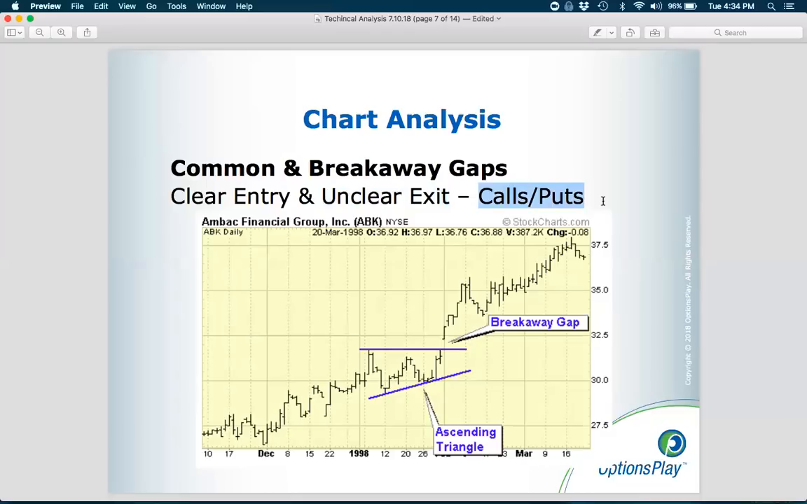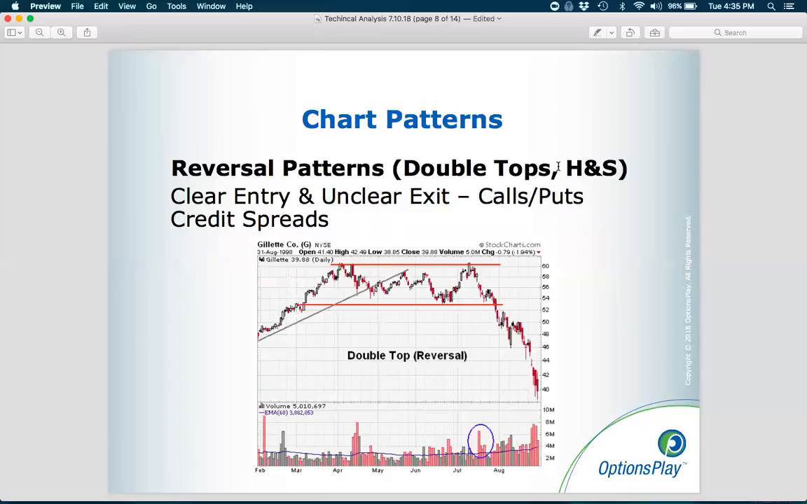So again, the best strategy to use in these types of examples is simply buying a call or a put, because it allows you to take advantage of a quick move in one direction and you don't have a specific target price in mind, so you really want to just hang on to this for a while and see where it'll go. So buying calls and puts usually is the better strategy to use for these types of trades.